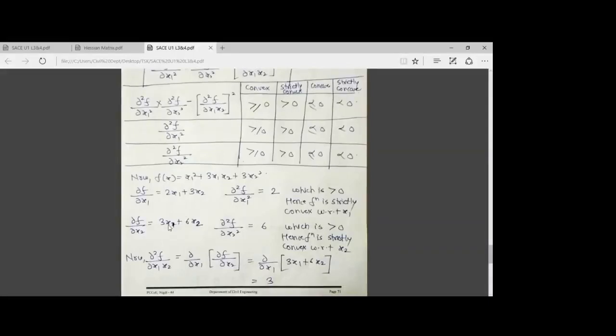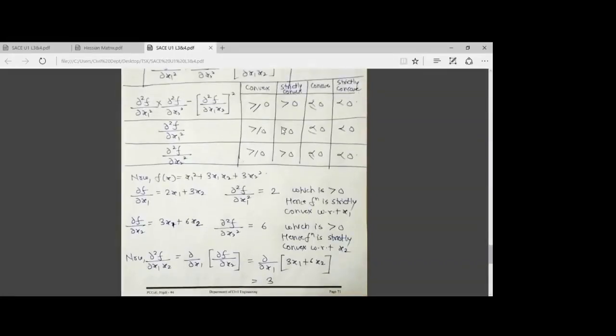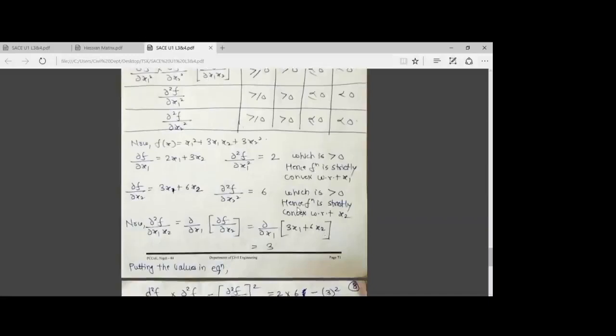Again, we are going to differentiate this answer partially with respect to x2. So if we do it with respect to x2, the thrice x1 term goes away, and we partially differentiate 6x2 and the answer will be 6. Now again, 6 is particularly always greater than 0. So again we can write that this value is greater than 0, hence the function is strictly convex with respect to x2.